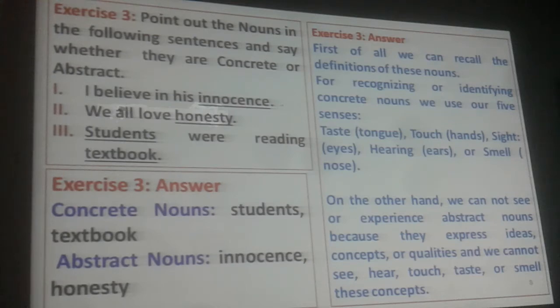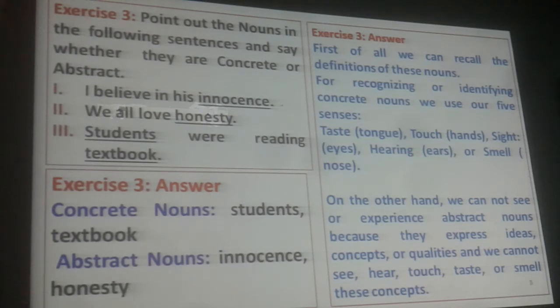So before giving the answer, first of all, we can recall the definitions of these nouns. For recognizing or identifying concrete nouns, we use our five senses. So there is a difference between concrete and abstract. For concrete nouns, we use our five senses, meaning sense of taste, touch, sight, hearing, smell.